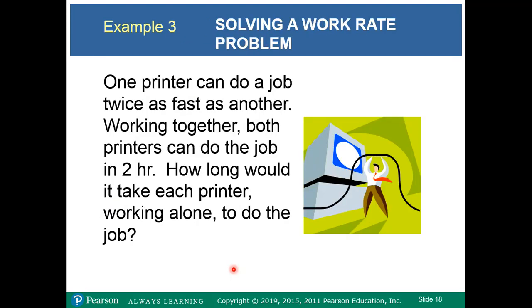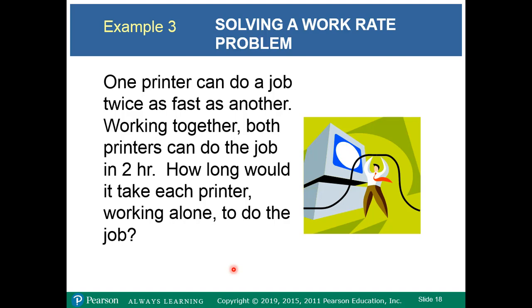So now let's see if we can apply this. It says one printer can do a job twice as fast as another. Working together, both printers can do the job in 2 hours. How long would it take each printer working alone to do the job?